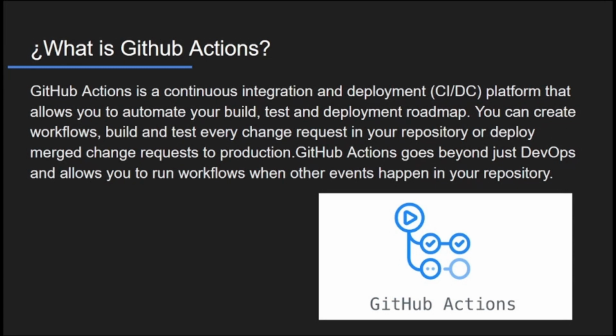What is GitHub Actions? GitHub Actions is a continuous integration and deployment platform that allows you to automate your build, test, and deployment pipeline. You can create workflows to build and test every pull request in your repository or deploy merged pull requests to production. GitHub Actions goes beyond just DevOps and allows you to run workflows when other events happen in your repository.